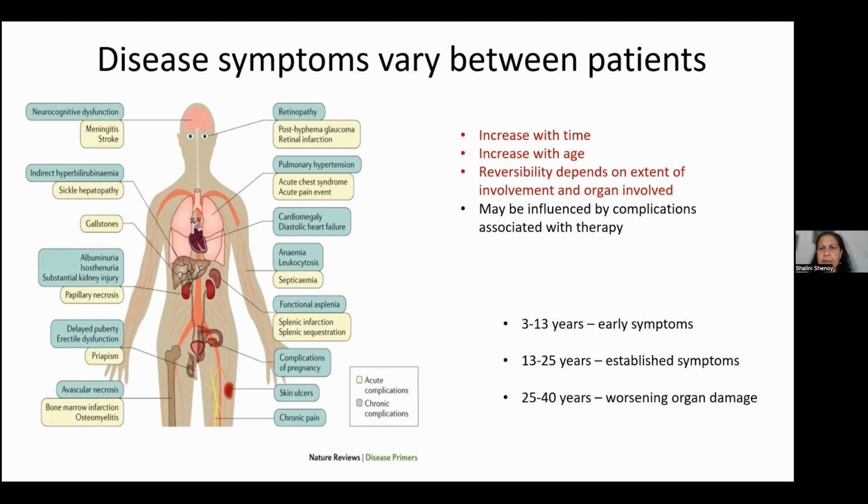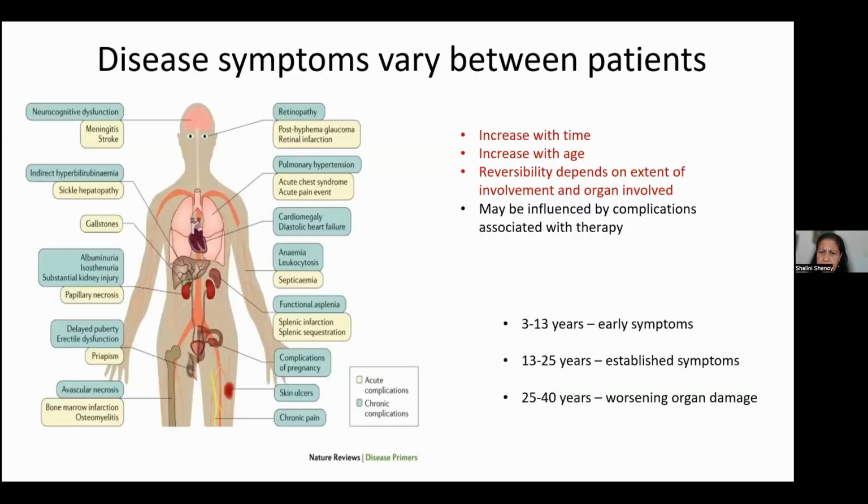And we've learned with time that the symptoms increase with age because as more damage goes on, it becomes more obvious that something is wrong with a particular organ. It also, the reversibility depends on the extent of organ damage involved. And when we talk about curative therapy, as we've talked about so much in the last hour, it may be influenced by complications that are associated with the therapy. So there's a balance that we're talking about here, disease versus the therapy.